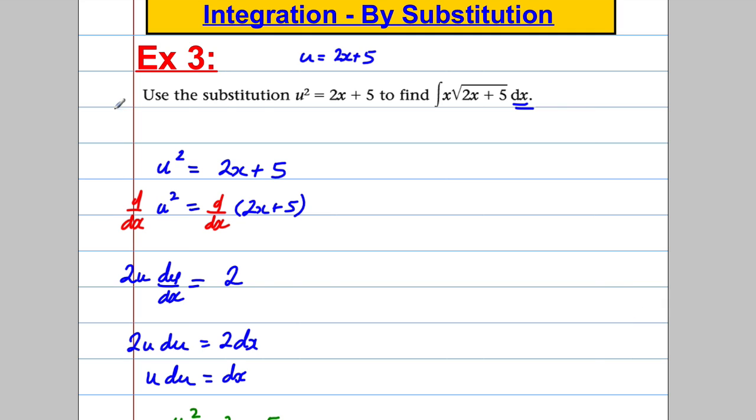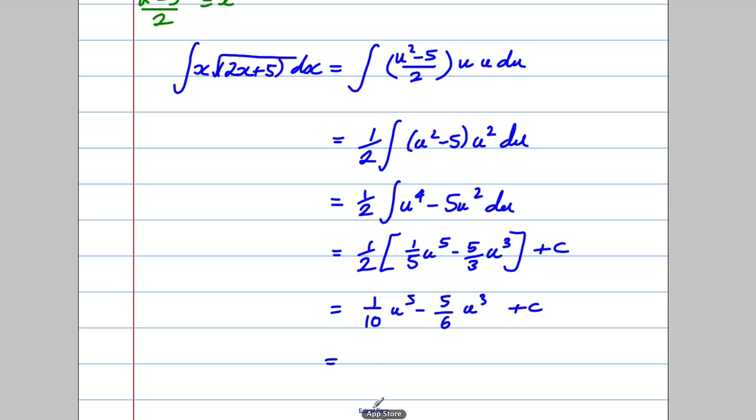well, if u squared is equal to 2x plus 5, then u would be the square root of this, which is 2x add 5 to the power of a half. So replacing our u's here, this would be a tenth, okay? U is 2x add 5 to the half, so this would be 2x add 5 to the half to the 5, which would be to the 5 over 2, take away 5 sixths, 2x add 5 to the half to the 3, which would be to the 3 over 2 plus constant.